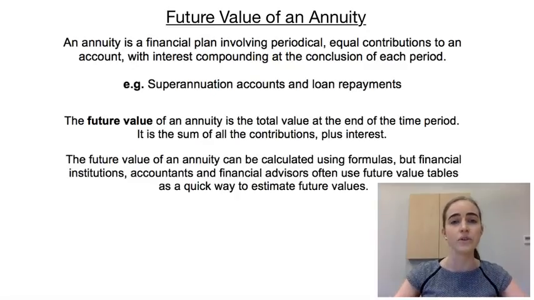So in this video, I specifically want to look at calculating the future value of an annuity. So that's going to be its total value at the end of a time period. So that's the sum of all the contributions that have been made plus any interest that's been earned. Now, future values can be calculated using formulas, and that would get us exact values, assuming that everything stays constant, your contributions are always the same. But financial institutions and accountants and financial planners often use future value tables as a quick way to estimate future values. So those tables are rounded to 4 decimal places. So when you use that in your calculations, it's not going to be exact, but it's going to give us a pretty good idea of what that future value is going to be.